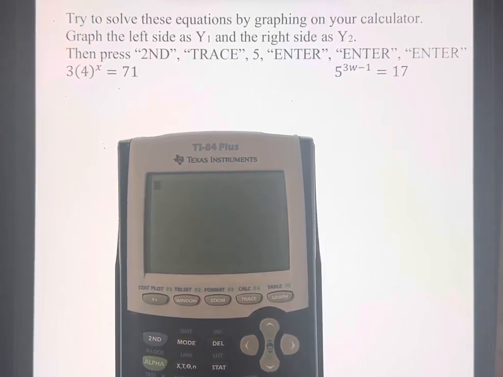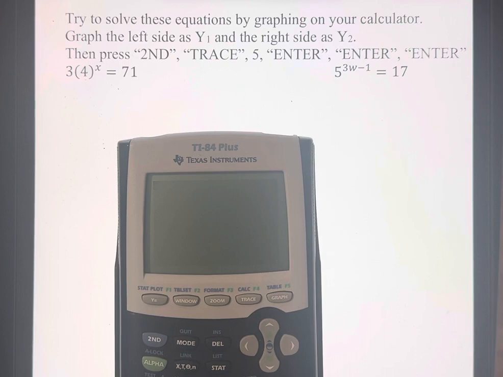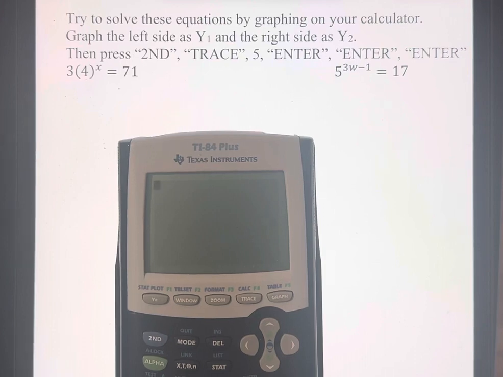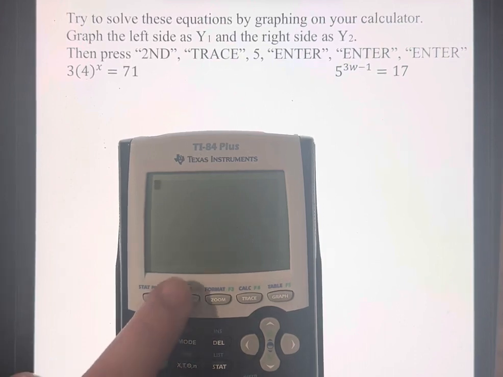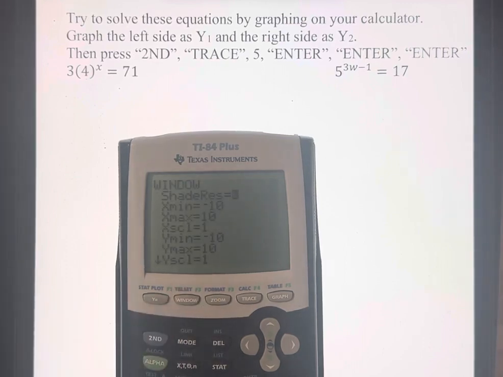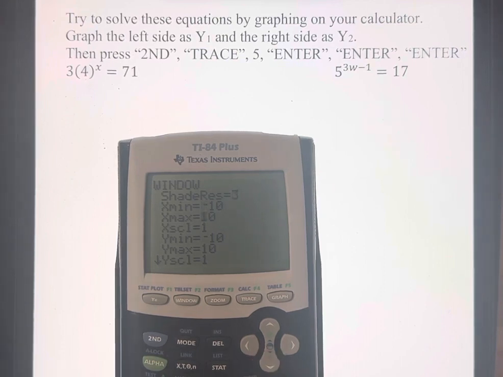Let's try solving some exponential equations on our TI calculator. One thing that I always like to do first when I'm solving equations with a calculator is go to the window screen, and I always like to start with an x minimum of negative 10 and an x maximum of 10. If my answer is somewhere in between negative 10 and 10, this will work fine.